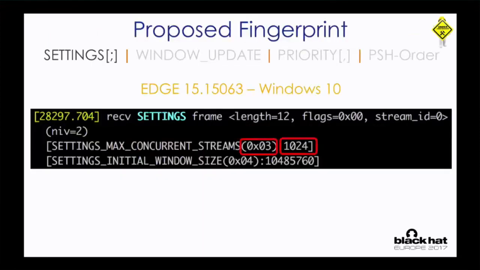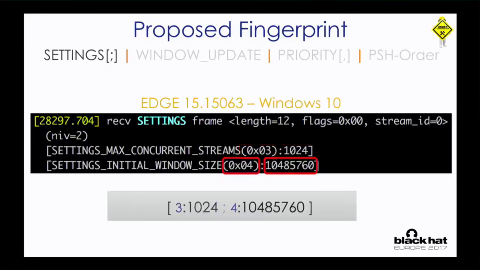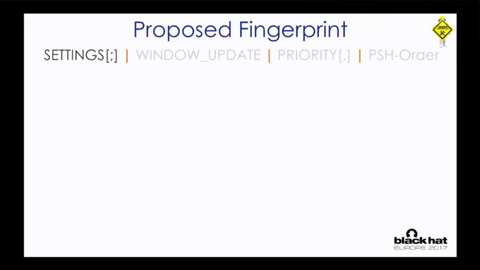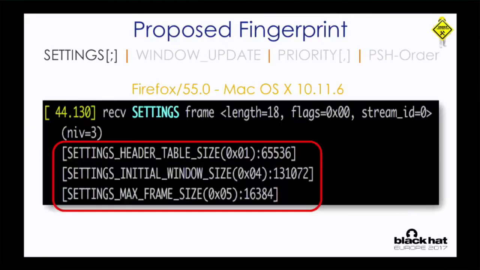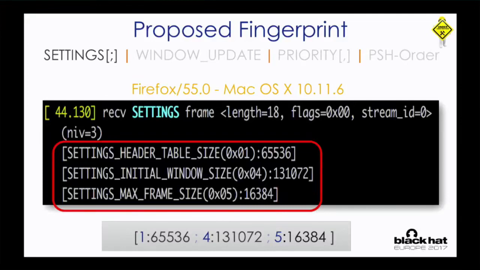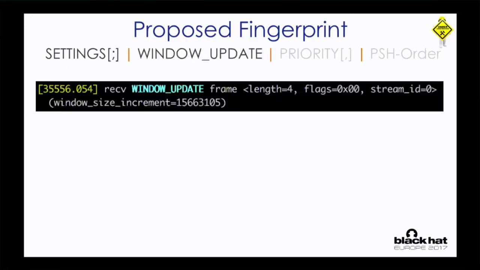For the settings part, we take the parameter ID and the value, and we concatenate them. This is for Edge. The same example can be made for Firefox. We take those 3 parameters and parameter IDs, and we start to concatenate them. But that wasn't enough. That did not give us enough entropy to differentiate and distinguish between a large number of clients. So we moved on to the window update.